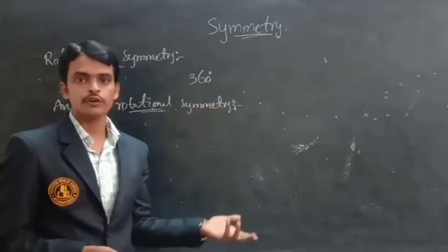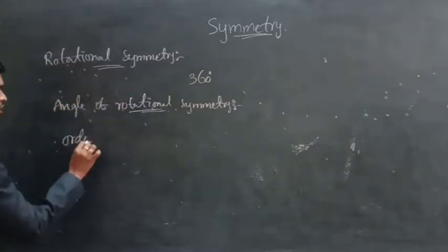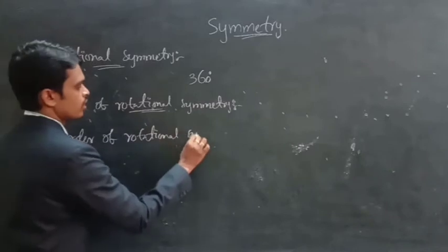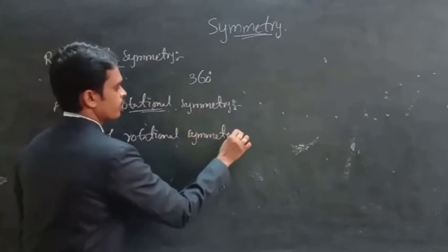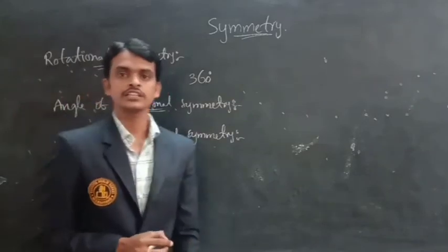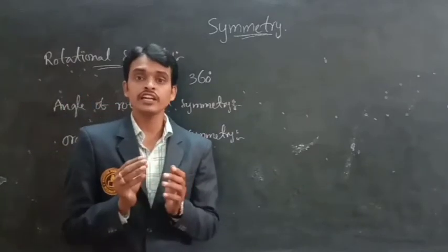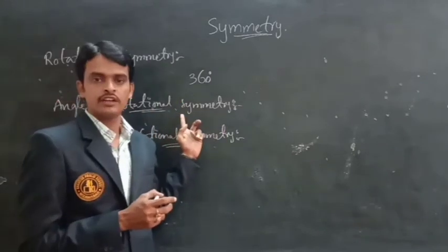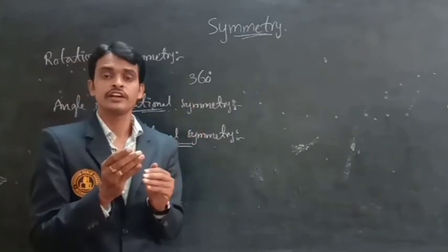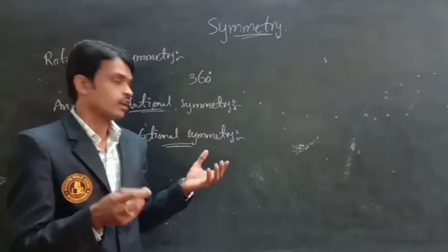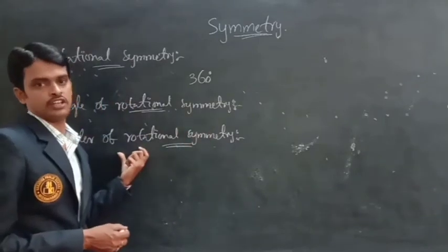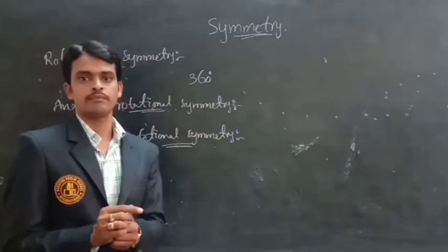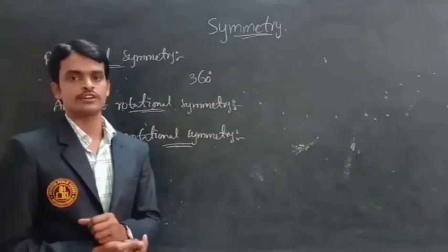Next, order of rotational symmetry. Order is the number of times the figure is rotated by the angle of rotational symmetry to get exactly its original shape.